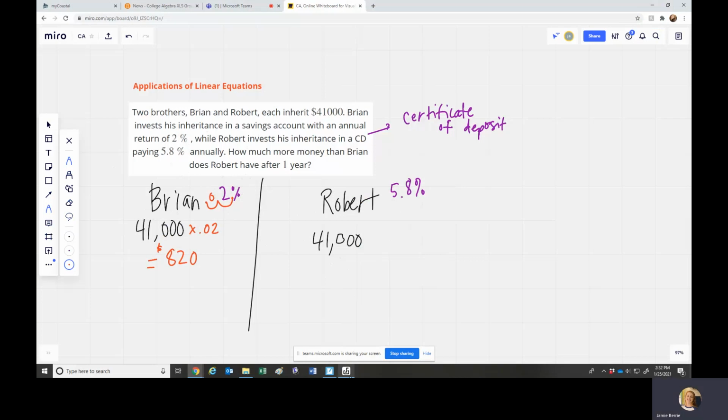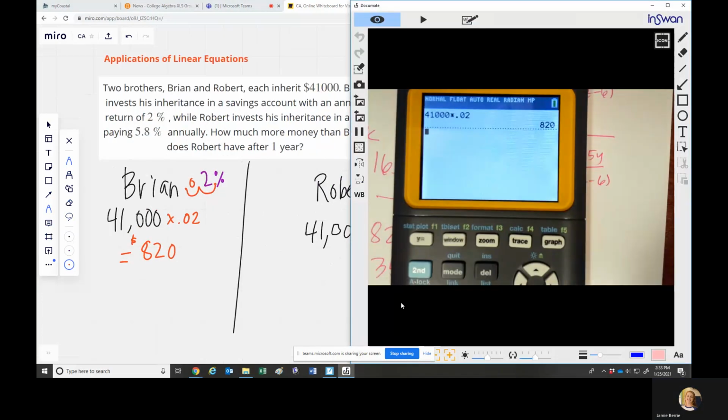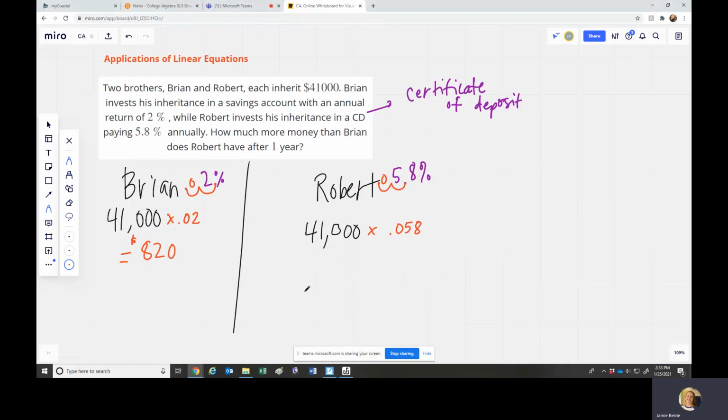All right. So Robert, on the other hand, is making 5.8%. So let's convert it into decimal form. So we move it 2 places to the left. So we're multiplying by 0.058. Make sure you get all those decimal points in there. 41,000 times 0.058. So Robert is making $2,378.